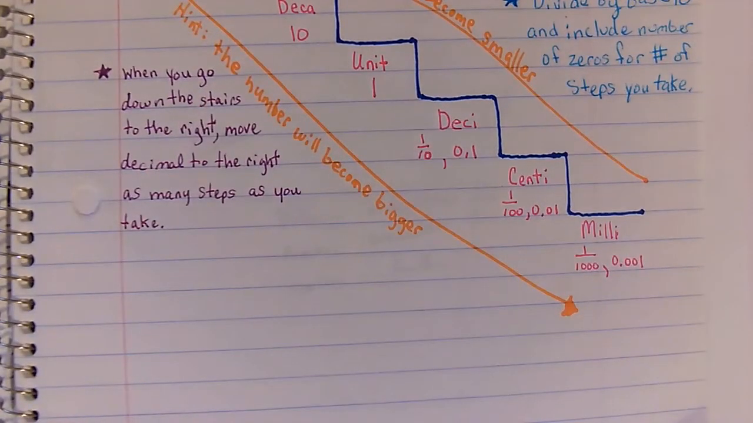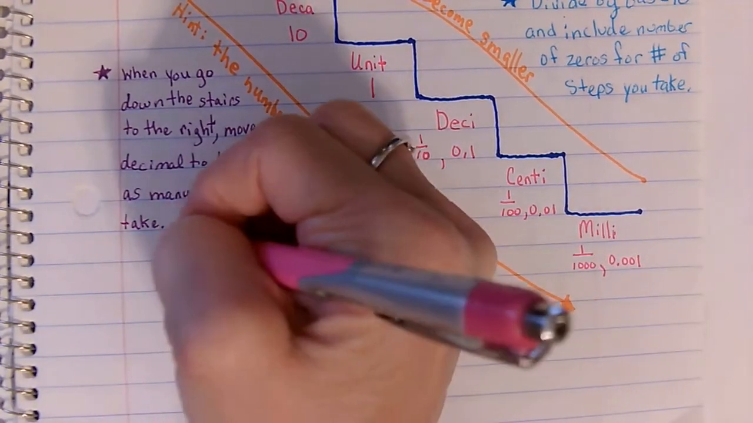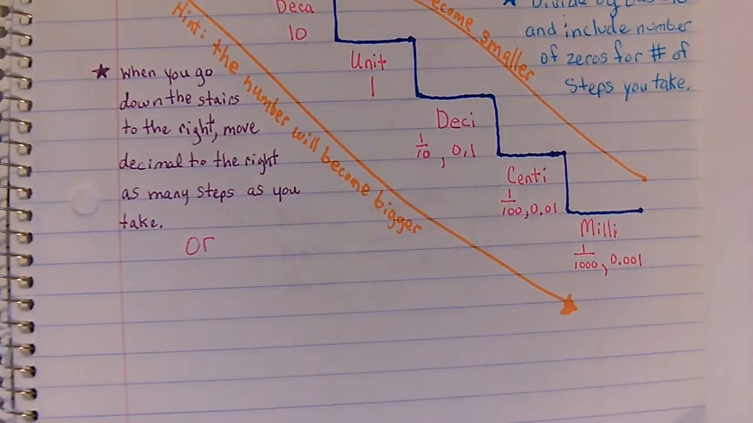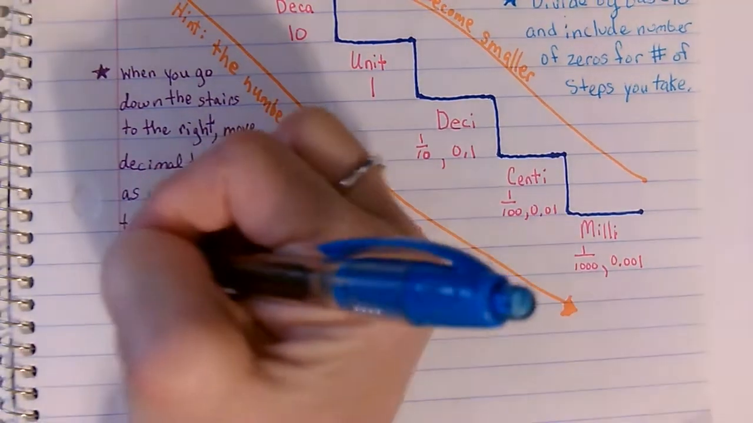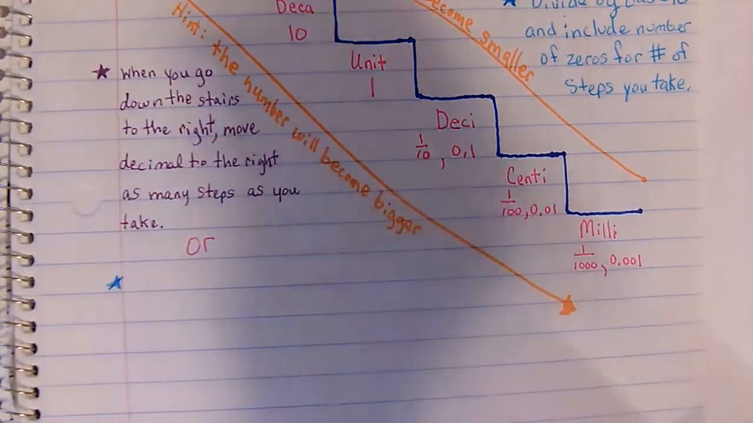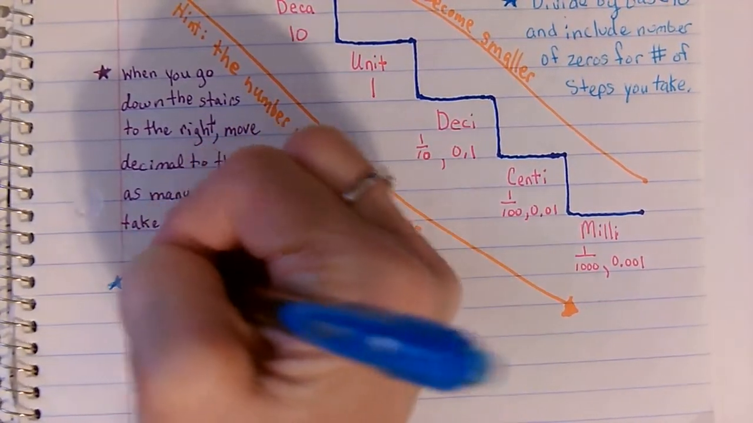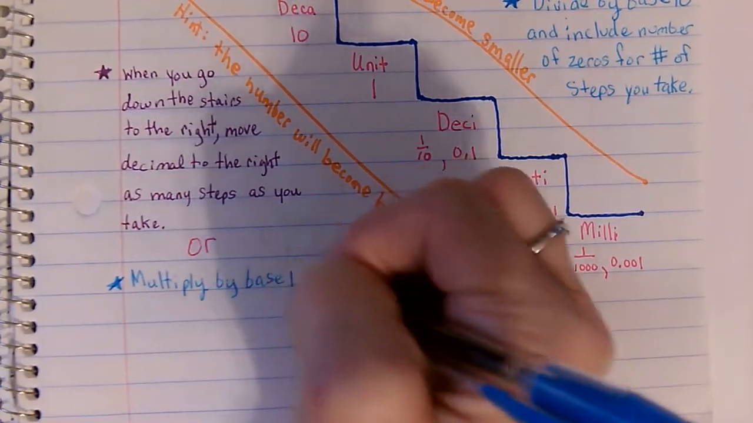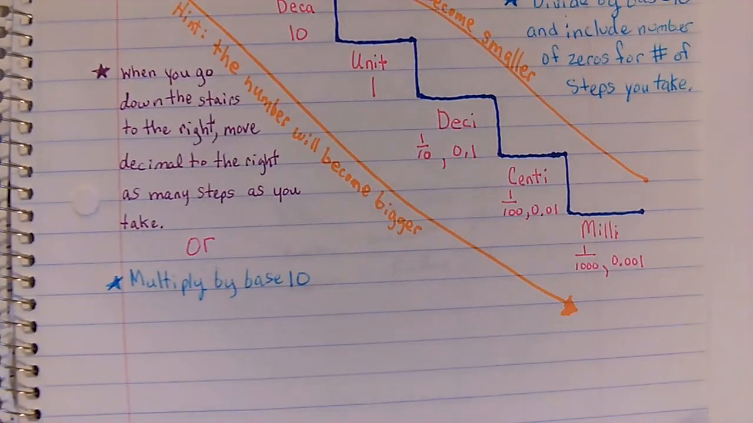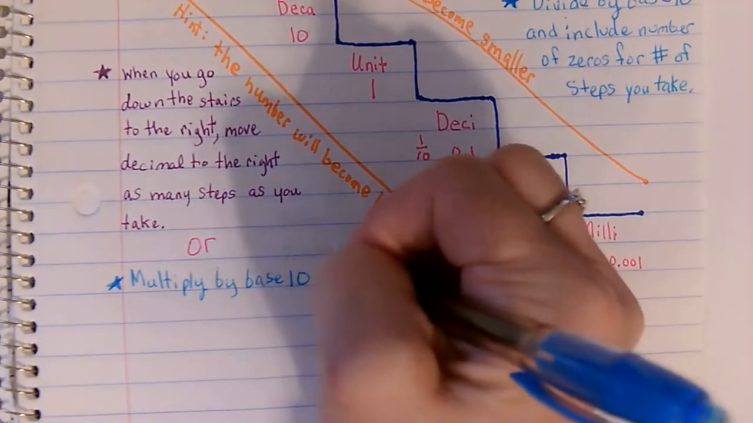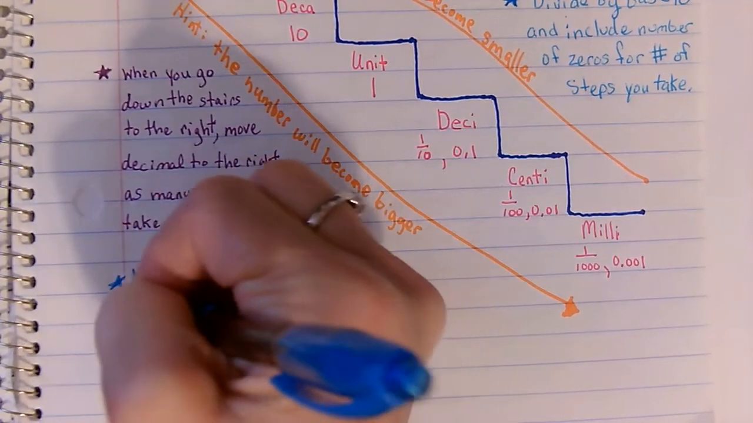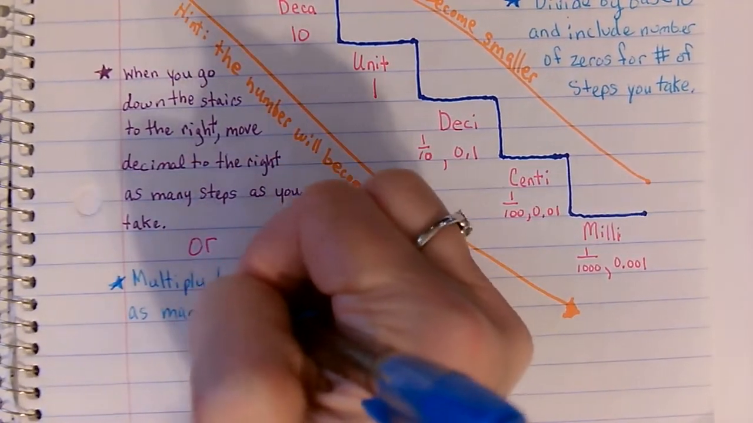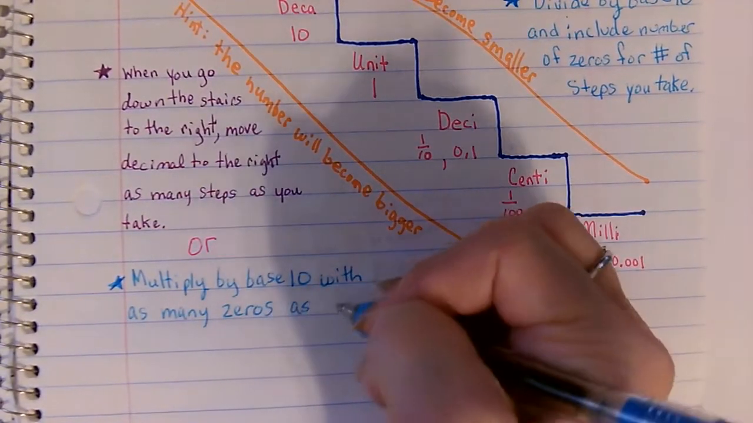Okay? And we can write or here in case we want to do the conversion this way. Okay? Or another star, right? Multiply instead of divide by the base 10, or you say multiply by 1 with the certain amount of zeros of the steps you take if you want, with as many zeros as steps you take.